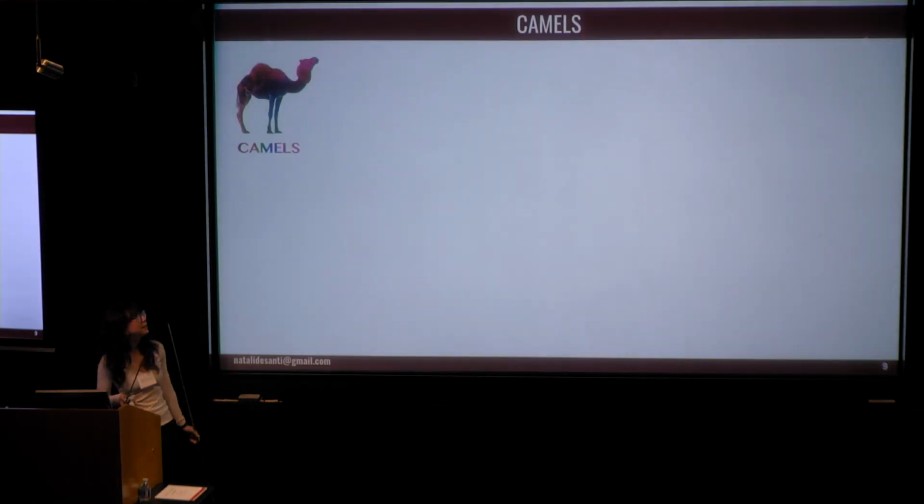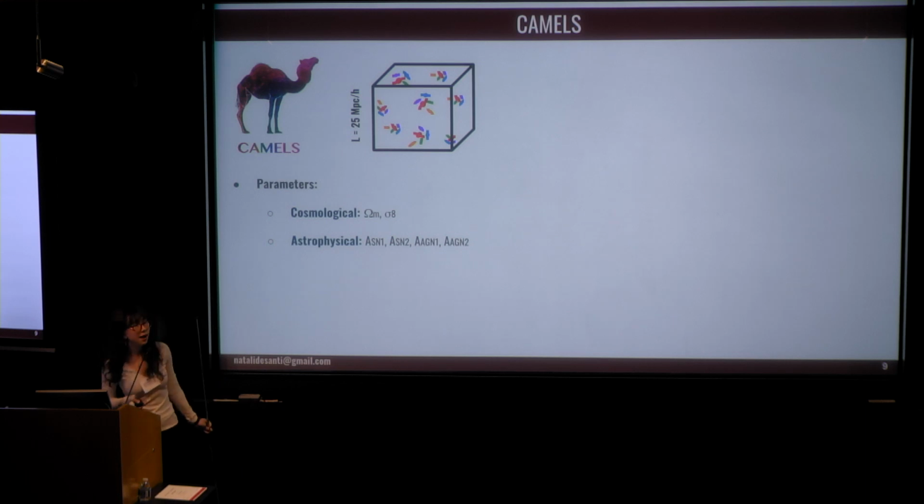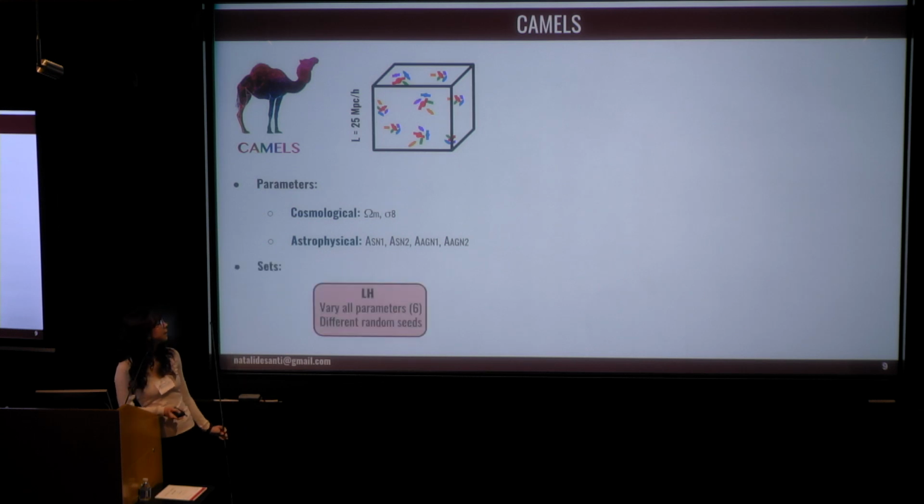So the data set that we are using here is the CAMELS simulations. Yes, that's CAMELS. These are really amazing simulations in which we can vary many cosmological and astrophysical parameters. But to have this many simulations, they are pretty small boxes, only 25 megaparsecs. In these boxes, we have variations of two cosmological parameters, omega matter and sigma 8, and then we have variations of astrophysical parameters related to supernova and to AGN feedback.